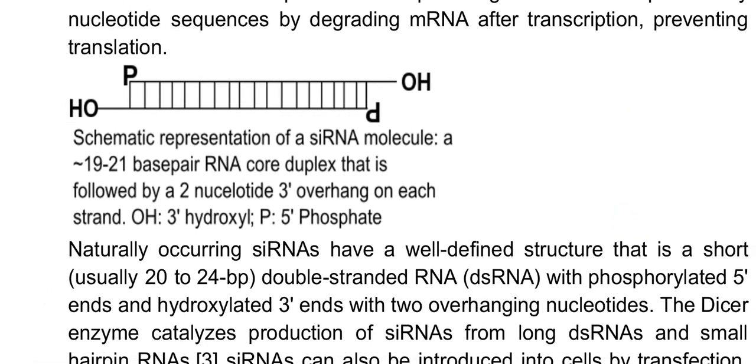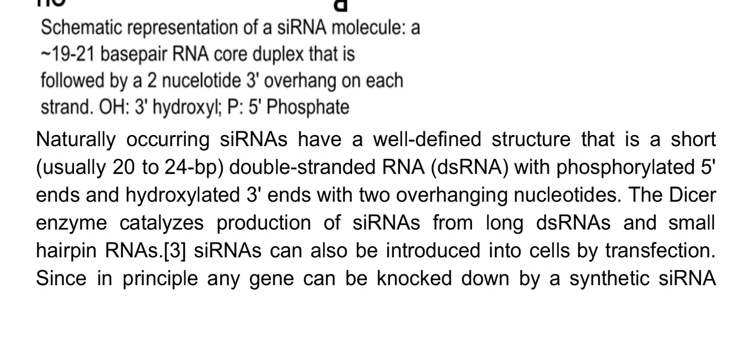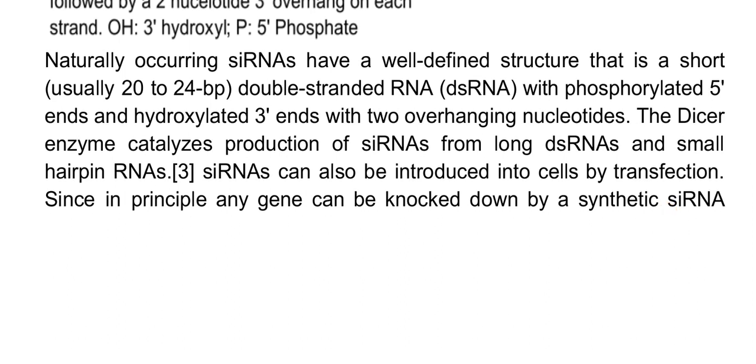Schematic representation of an siRNA molecule: a 19 to 21 base pair RNA core duplex that is followed by a 2 nucleotide 3' overhang on each strand, with a 3' hydroxyl and 5' phosphate. Naturally occurring siRNAs have a well-defined structure, that is a short double-stranded RNA with phosphorylated 5' ends and hydroxylated 3' ends with 2 overhanging nucleotides. Dicer enzyme catalyzes production of siRNAs from long dsRNAs and small hairpin RNAs.